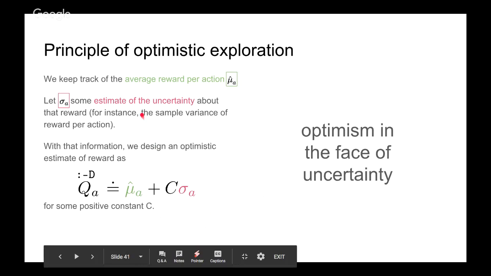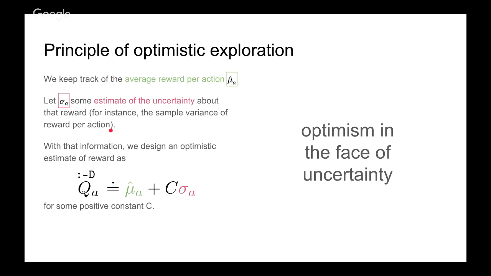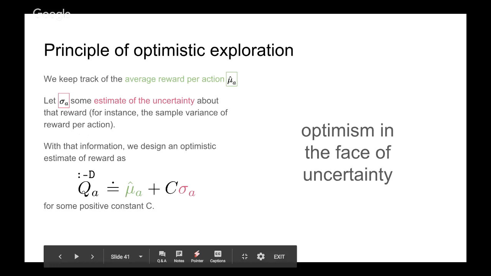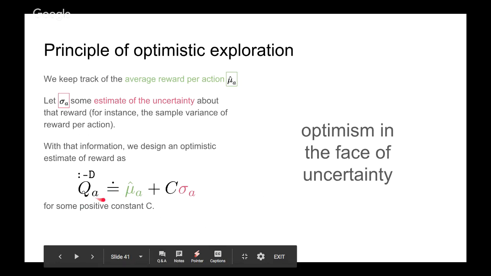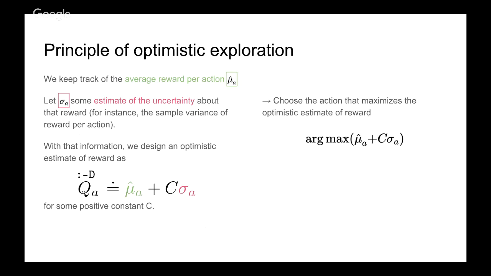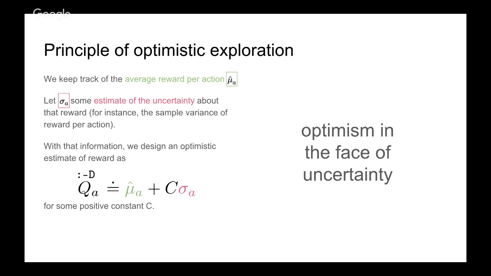So with that information, we need to design some optimistic estimate of the rewards. I wrote it down as a Q smiley of the action. So Q smiley of the action is the optimistic estimate of the reward value for action A, and it's the sum of the average reward and an overestimate of the uncertainty, up to a certain positive constant. If you increase this positive constant, you are becoming more optimistic. I'm going to later just assume that it's one. It's optimistic because you don't know, but you assume it's going to be good. You have some quantitative estimate of how much you don't know, and you assume that it's going to be as good as it can be given what you don't know.